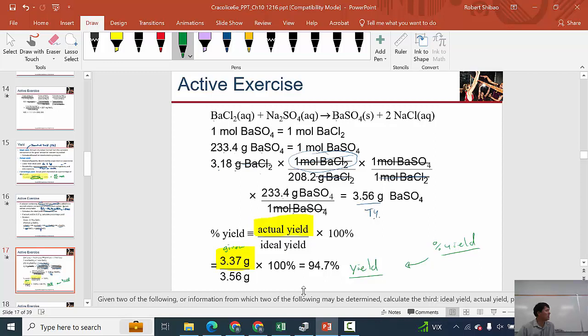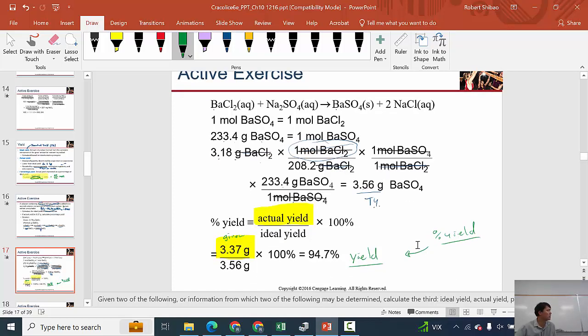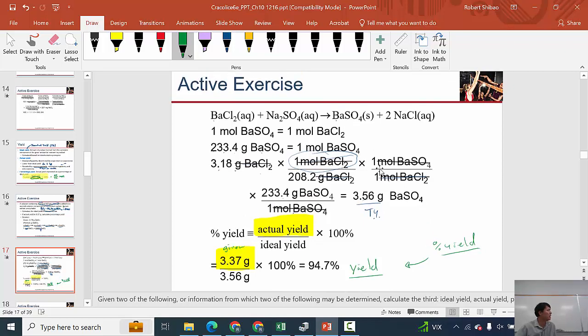Yeah, this is still pretty good. And so a little bit was lost. It's hard to avoid that loss. Even if you expect 100% yield, there are no side reactions. There's no incomplete reaction. This is a complete reaction. This is a pretty good driving force here.